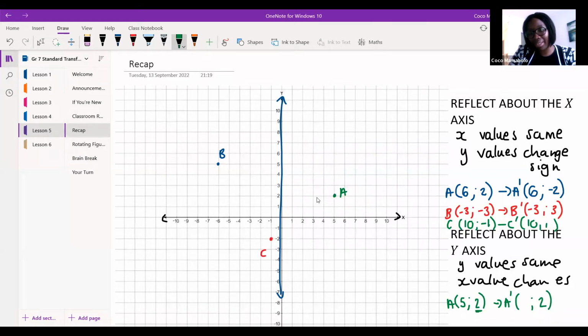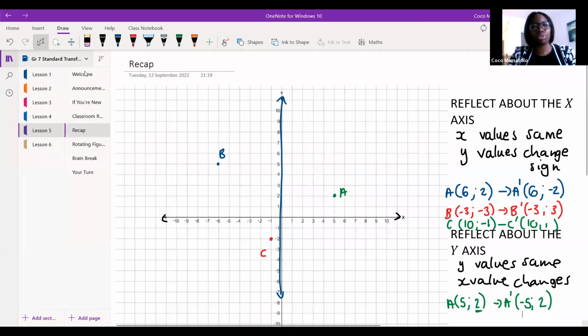But what happens to my X value? It changes. Good. So what is it going to change from? From 5 to -5. And that's it. We're doing the exact same thing we did when we were reflecting about the X-axis. It's just that the rules are different on which one changes. Do you see that? Okay, yes, ma'am. Happy. Excellent. Thank you. All right.